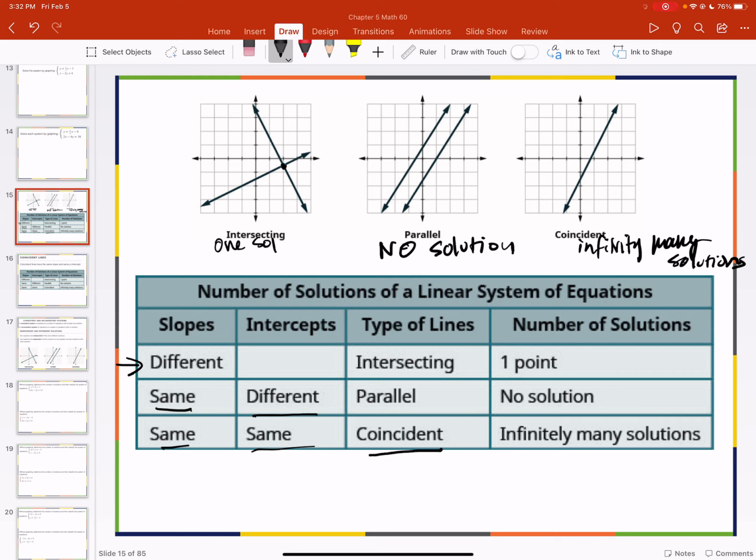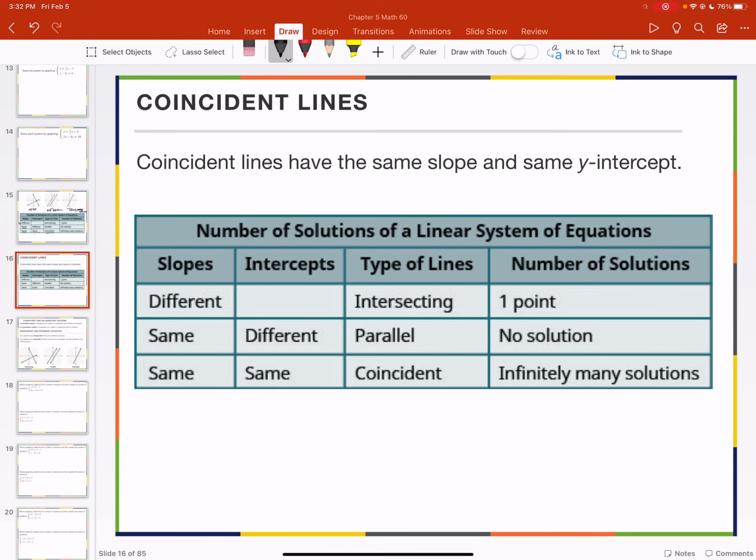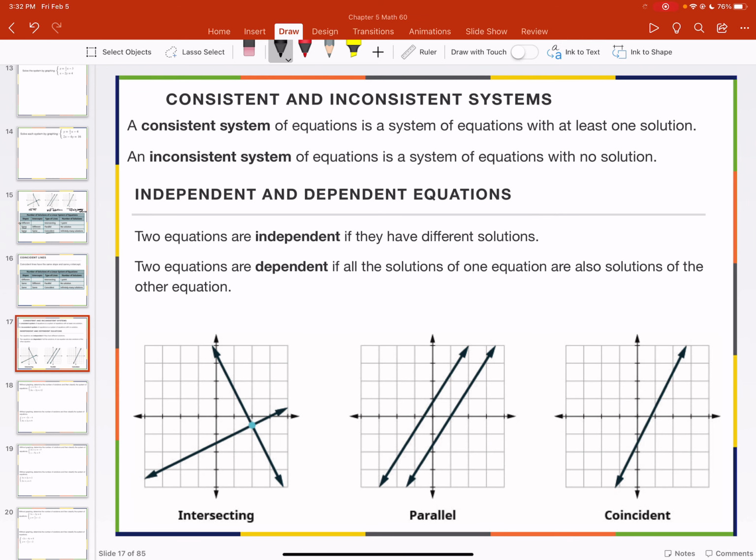Okay, so that leads us to another definition. Well, first let's talk about that. Coincident lines basically have the same slope and the same y-intercept because technically they're the same line. Okay, and then let's talk about consistent and inconsistent systems.